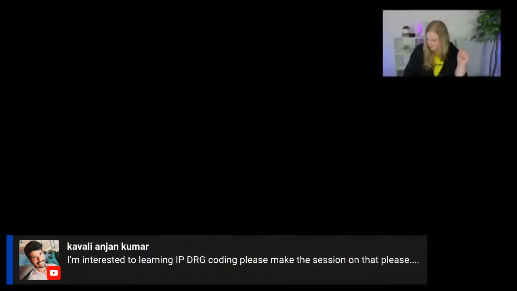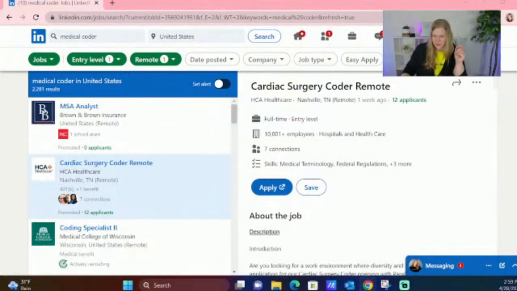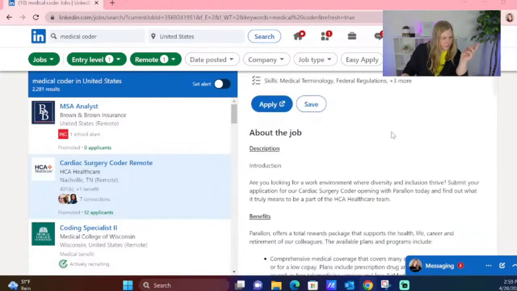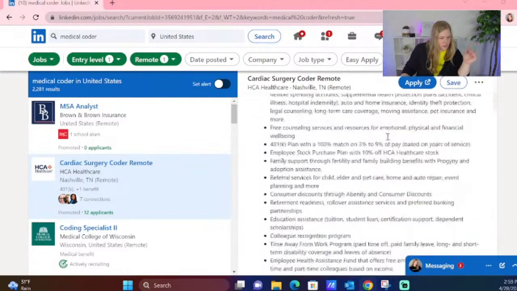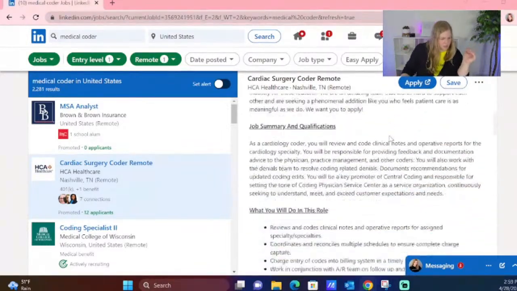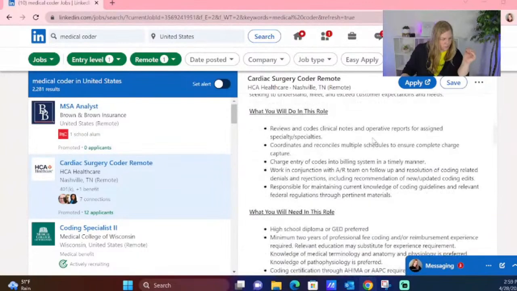Anyway, back into cardiac surgery coder remote. Okay. So if we look at this, we're going to skim through it. I like to skim through things first. I don't know about anyone else. What you will do in this role: review and code clinical notes, operative notes for assigned specialties. Oh, this one says charge entry of codes into the billing system. Okay. After you code them, I'm sure.